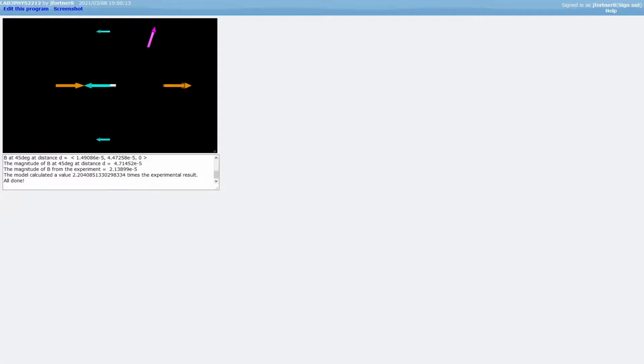And here we see these arrows representing the magnetic field at those points. So the orange arrows represent points that are on the axis of the dipole. The blue arrows represent locations that are perpendicular to the dipole. And then this purple arrow represents the point that is 45 degrees off the axis of the dipole. And this purple arrow is what we compare in our console with the magnitude of the field that we observed in the experiment. So we found that our model calculated a value that was 2.2 times the experimental result.